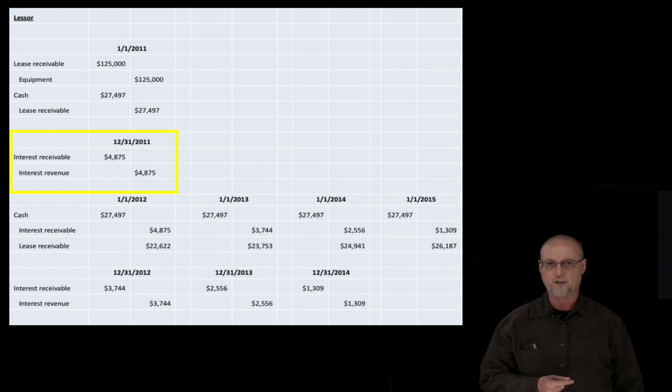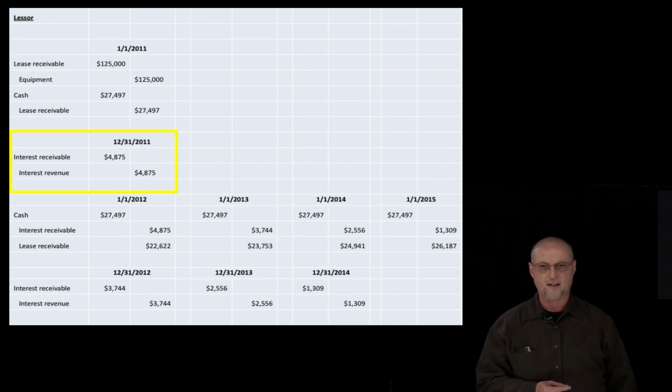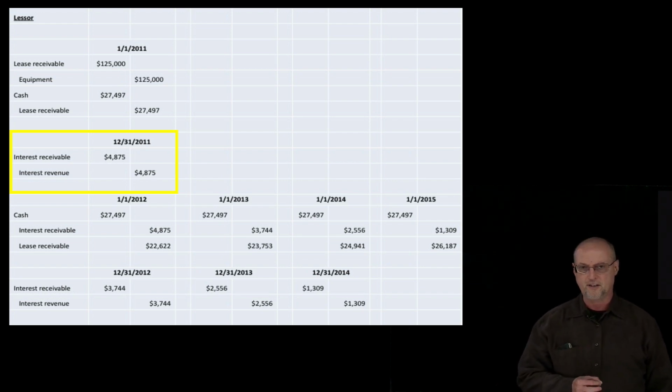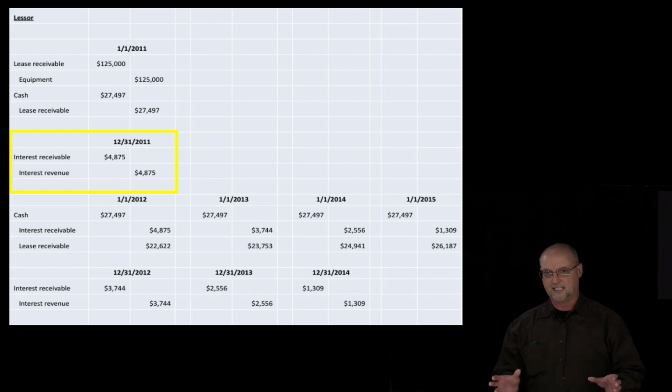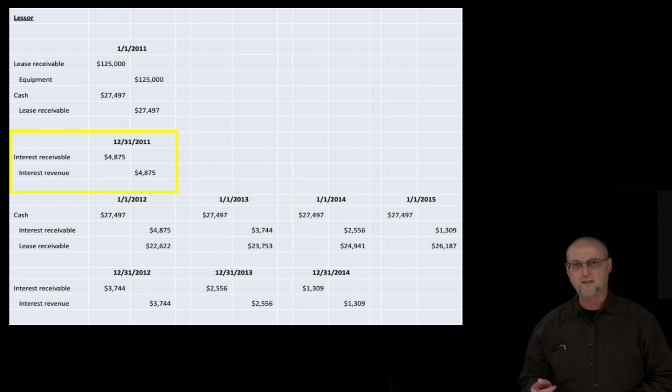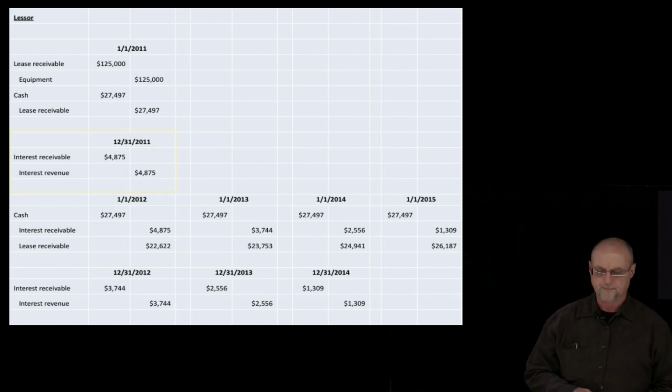So they're going to debit interest receivable, $48.75, credit interest revenue, $48.75. You're going to want to compare the lessor journal entries to the lessee journal entries, and you'll see the relationship. They're the mirror images of each other. It's similar with notes receivable and notes payable.